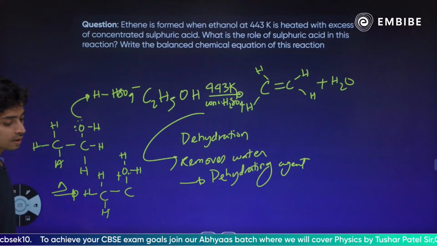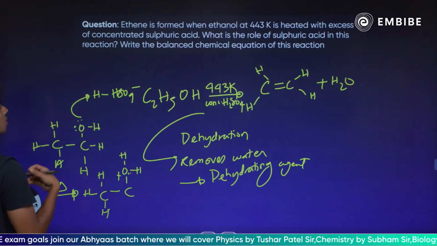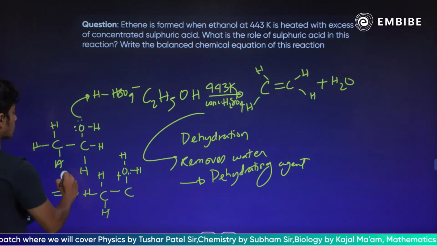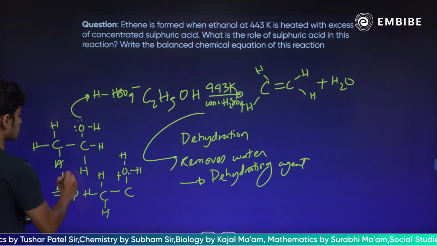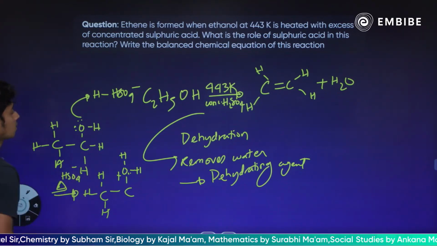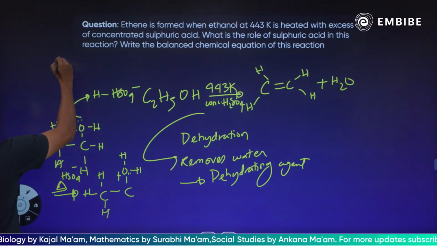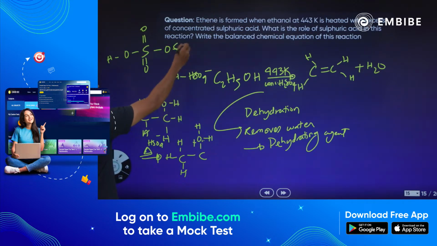Okay. Next what happens, I can tell you, this HSO4 minus, after removal of one of the hydrogens, it will give you HSO4 minus. Because sulfuric acid will look like this: double bond O, double bond O, OH, so one of the H is removed. This H has been taken by this alcohol functional group.